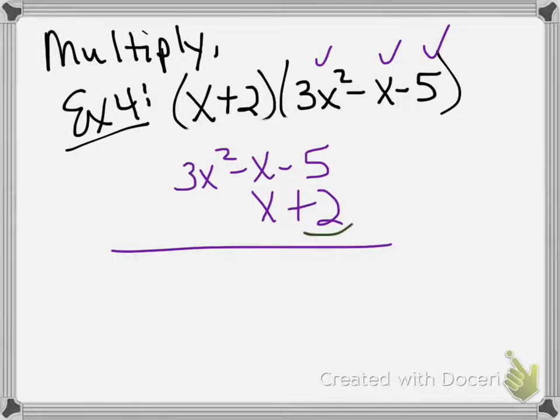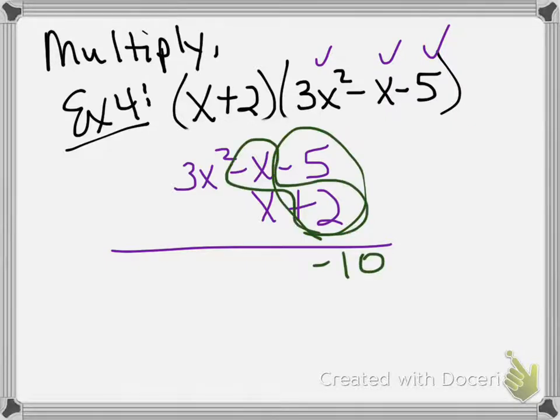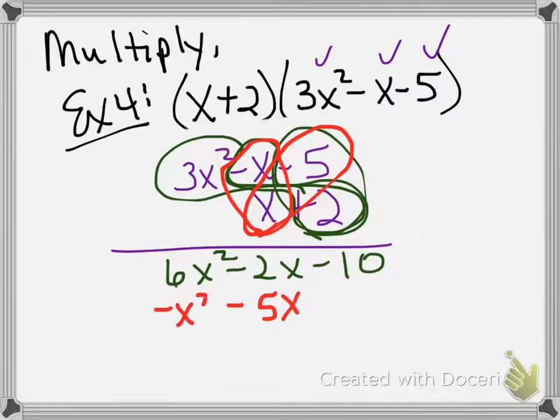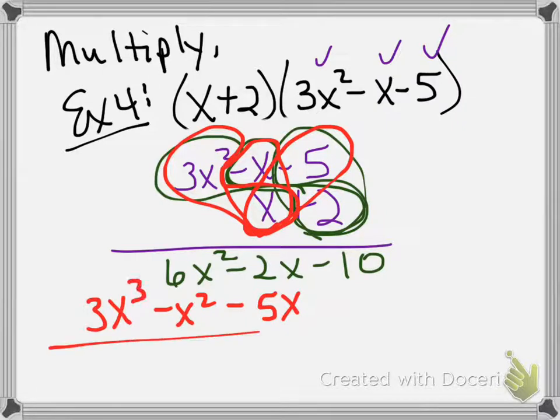So first I'll do 2 times negative 5 is negative 10. 2 times negative x is negative 2x. 2 times 3x squared is positive 6x squared. Go to the next row. X times negative 5 is negative 5x, lining the x's up. X times negative x is negative x squared. X times 3x squared is positive 3x cubed.